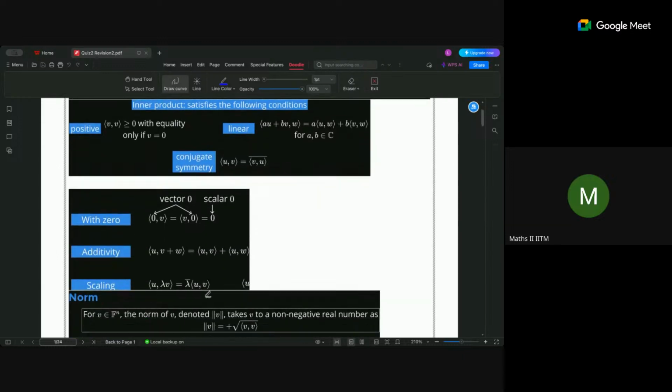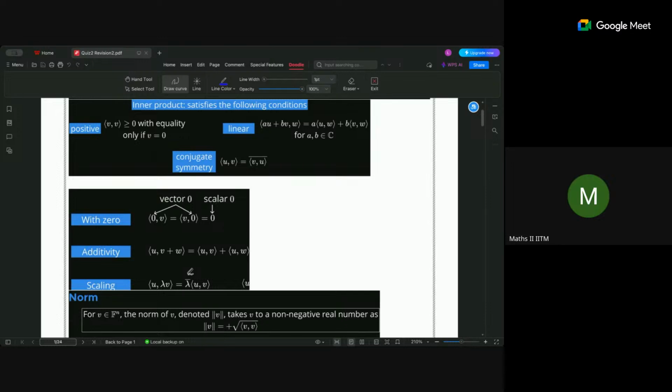So, what are the other properties? Inner product of any vector with the zero vector is always 0. And with respect to the second variable, we have the additive property, but when it comes to scaling, the scalar comes out with a complex conjugate. So these are some basic properties of inner product defined on Cn.